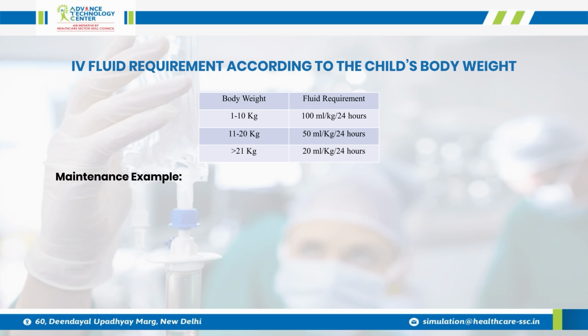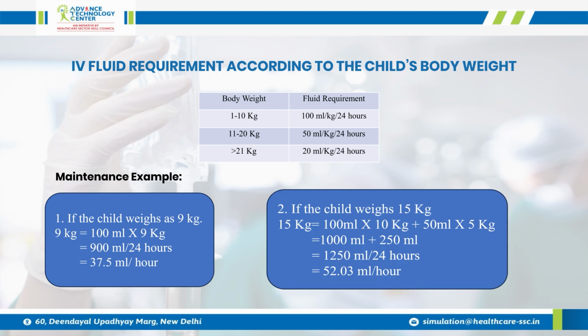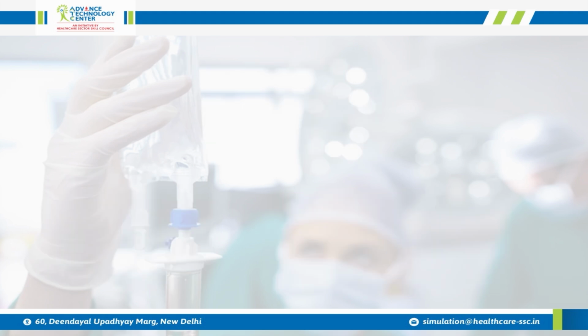Maintenance example. Now, let's apply the formula. If a child weighs 9 kilograms, we multiply 100 milliliters per kilogram, totaling 900 milliliters in 24 hours, or 37.5 milliliters per hour. A 15-kilogram child needs 1,250 milliliters in 24 hours, which equals approximately 52 milliliters per hour. These step-by-step calculations ensure safe infusion rates.